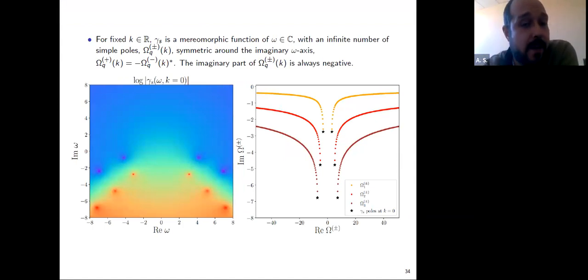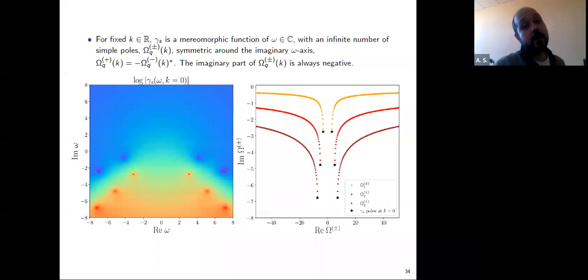And the only basic facts about gamma S in AdS/CFT that I want you to remember are that for a given spatial momentum, gamma S is going to be a meromorphic function of a complex frequency with an infinite number of simple poles, which are going to be symmetric around the imaginary frequency axis with a negative imaginary part. So structurally speaking, the poles of gamma S share the same features as the standard quasi-normal modes in the sound channel, but their specific numerical values are different. They are only going to agree at zero spatial momentum.